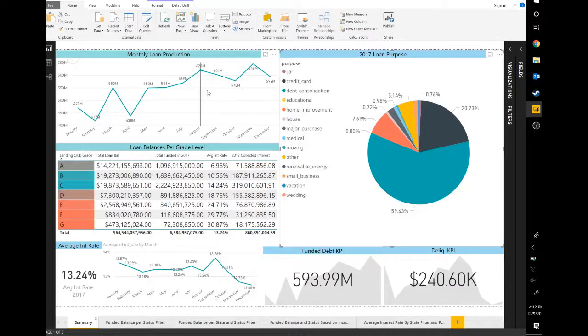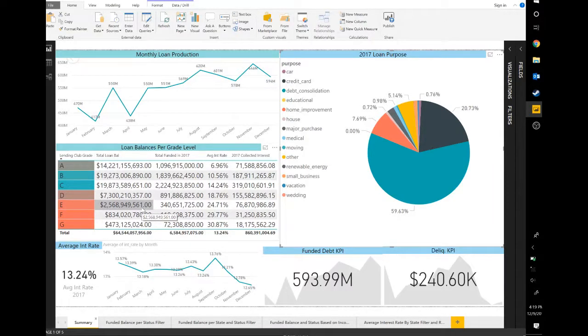This section is the monthly loan production graph on a monthly basis. It provides information on the dollar amount of loans that were originated per each month in 2017. For example, in December 2017, Lending Club lent $594 million in loans. This section is really interesting.